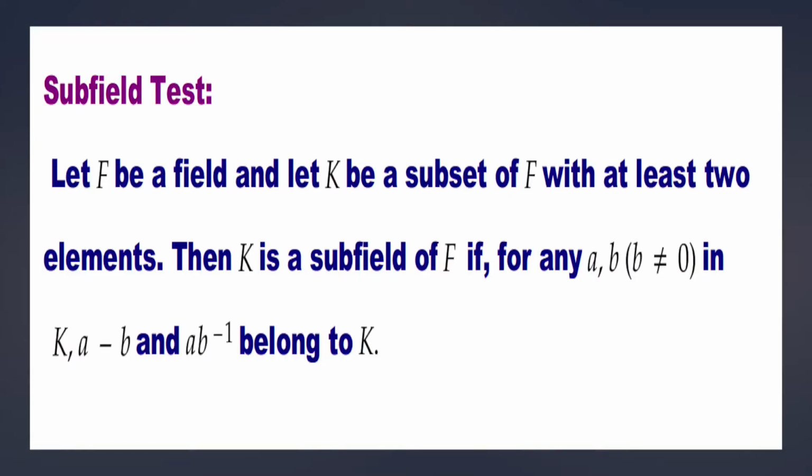We had already learned about subgroup and subring tests. Similarly, here also we will have a subfield test. The subfield test: let F be a field and let K be a subset of F with at least 2 elements. Then K is a subfield of F if for any a, b such that b is non-zero in K, a minus b and ab inverse belong to K. The intersection of subfields will be a subfield.